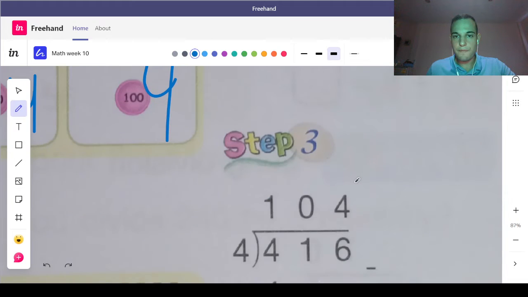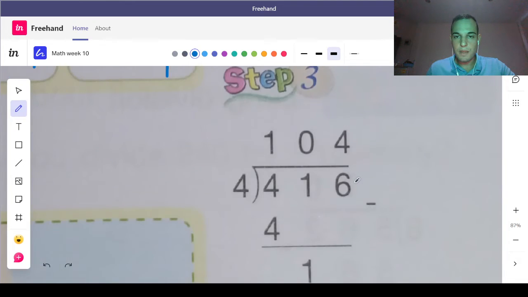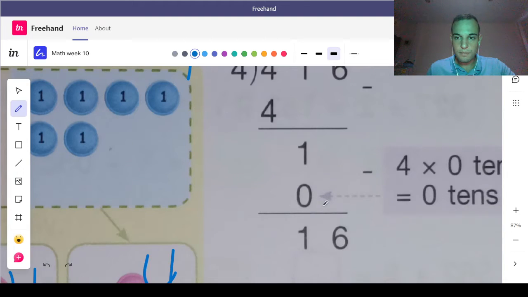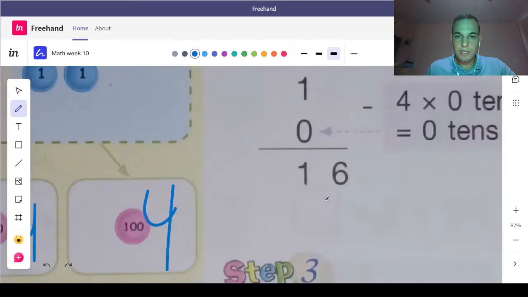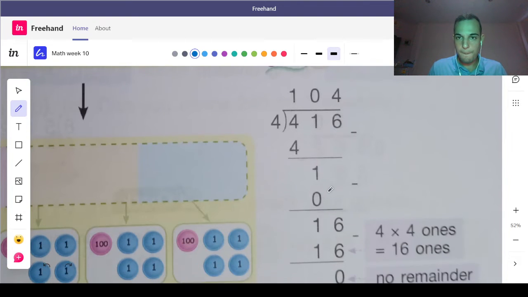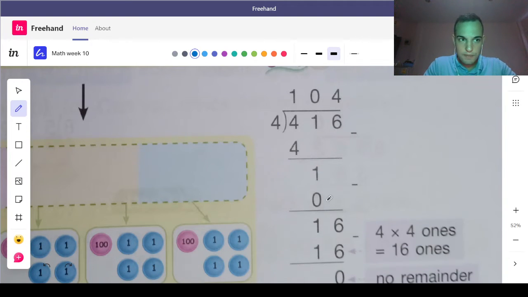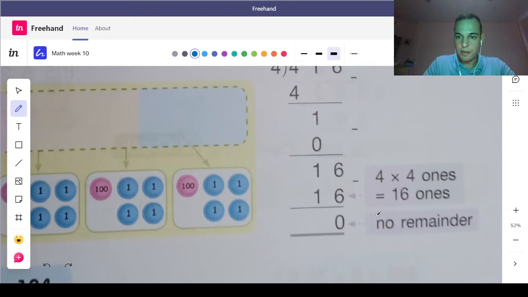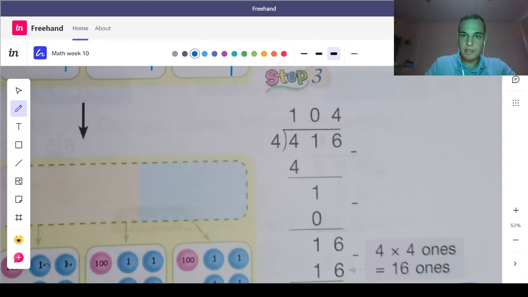Next, we have step 3. So we have to bring down the 16, right? All right, so we bring down 16. So 4 goes into 16 4 times, and there is no remainder. So that means the answer is 104.